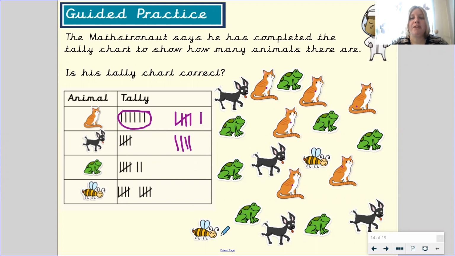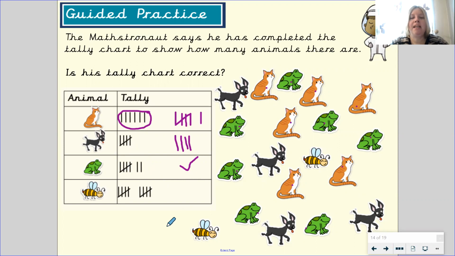Let's count our frogs. I'm going to put dots on them to help me keep track of my counting. 1, 2, 3, 4, 5, 6, 7. Let's look at our tally charts and see, has the astronaut shown us that correctly? He's got 5 and 2 more to make 7. So he has shown us that correctly. So he can have a tick for that one.